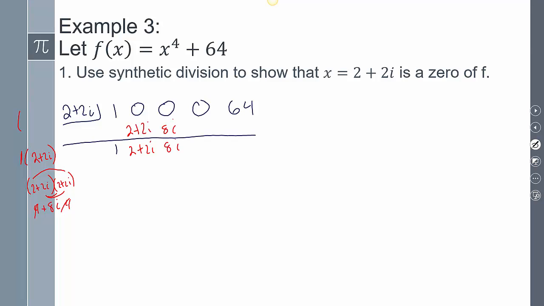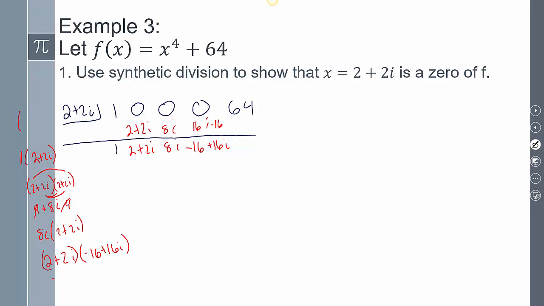Add straight down. Now multiply. So 8i times 2 plus 2i. That's going to give me 16i and plus or minus 16, because 8 times 2 is 16, and i times i is i squared, which is negative 1. Add straight down, so negative 16 plus 16i. I'm going to write it in a plus bi form. Now multiply, so 2 plus 2i times negative 16 plus 16i.